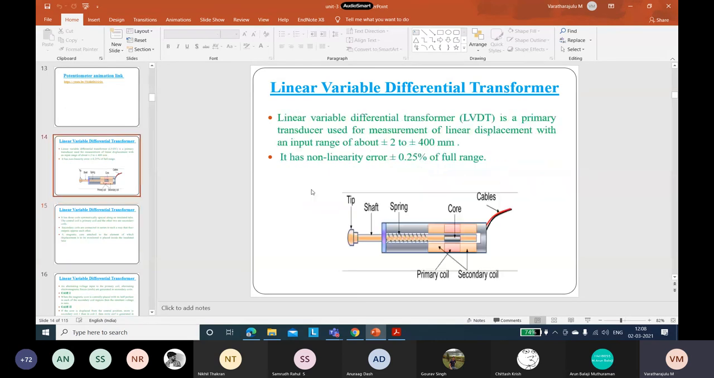And this is about LVDT, and we will discuss these LVDT, inductive and capacitive proximity sensors, and photoelectric proximity sensors during the next class.